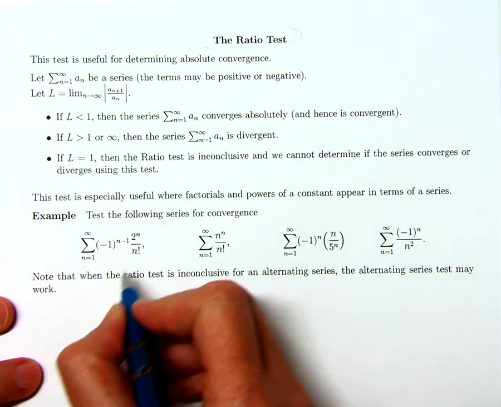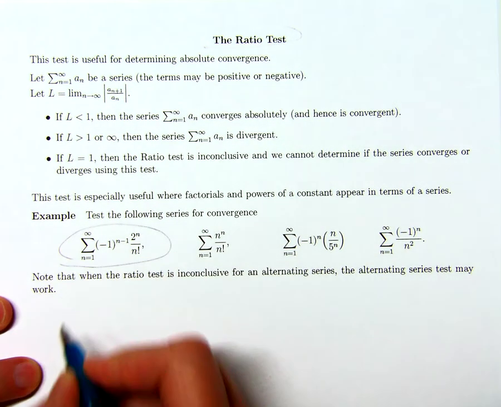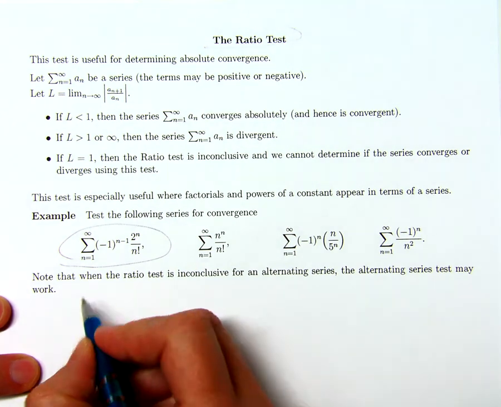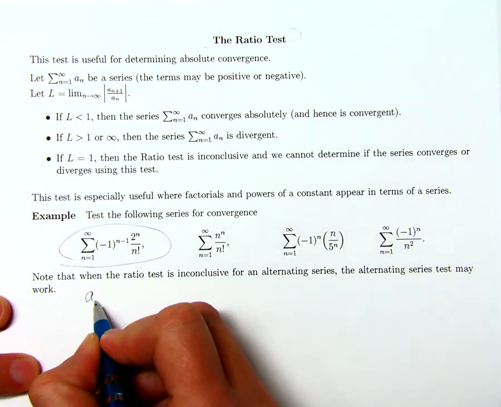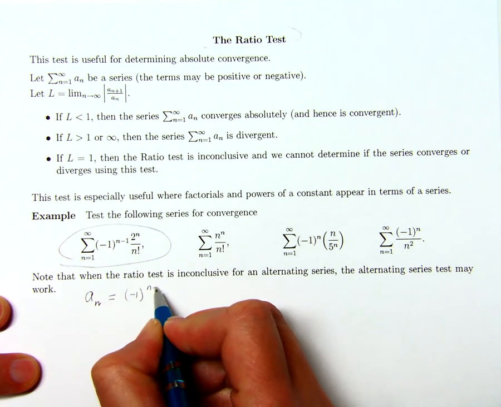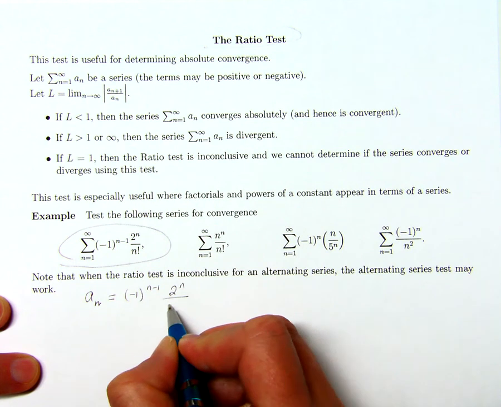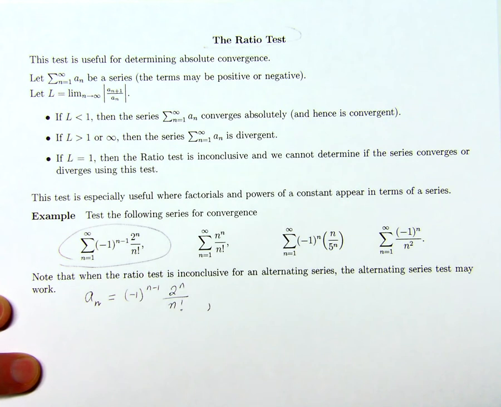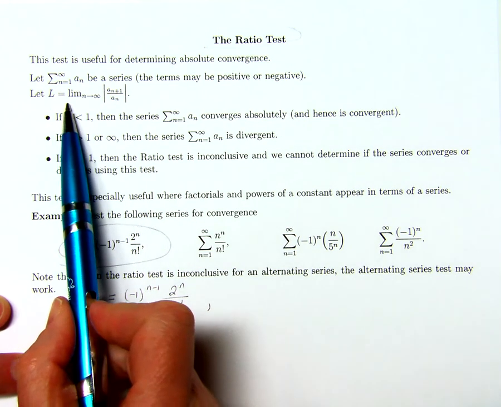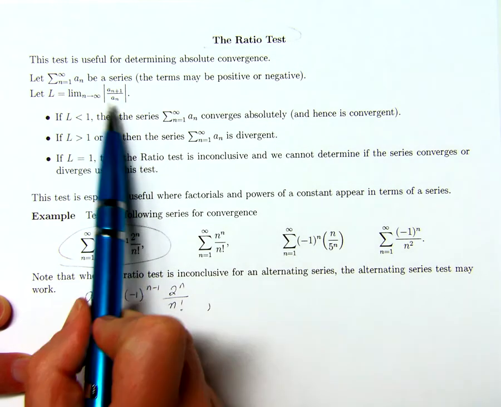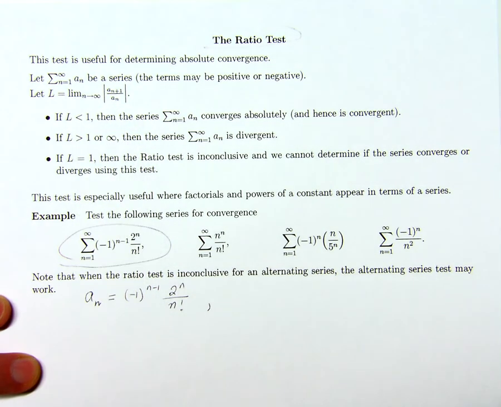So let's give it a shot for this first series. What do I have to do to check whether the series converges or diverges using the ratio test? Well, first of all, we have the nth term of the series here is minus 1 to the n minus 1 times 2 to the n over n factorial. And our test says that I must calculate the limit as n goes to infinity of the quotient of the n plus 1th term over the nth term.